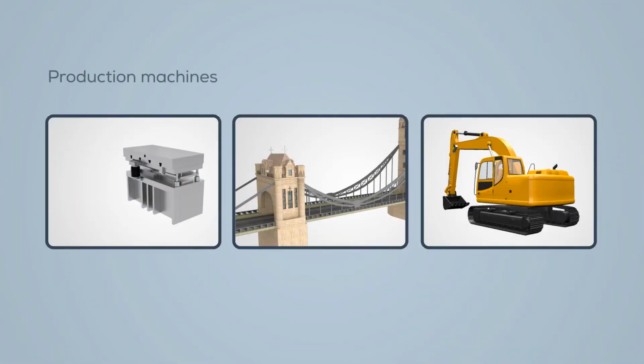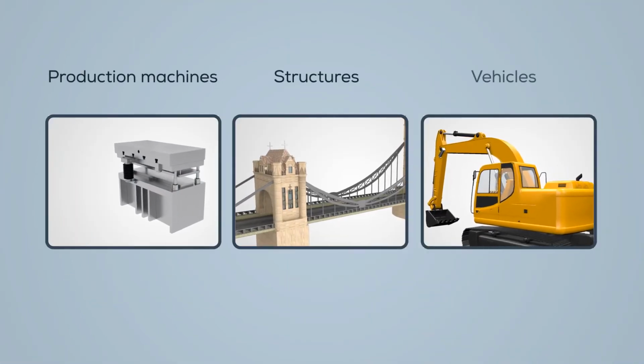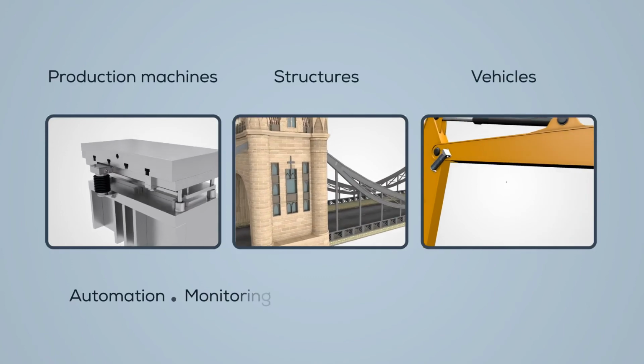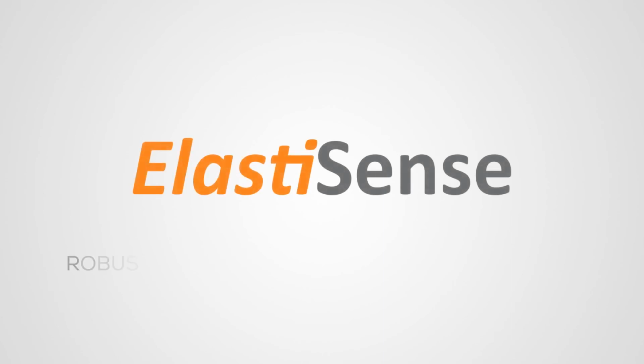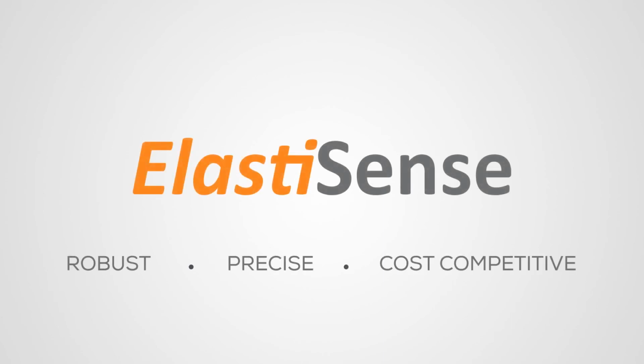Specifically designed for industrial automation applications, this displacement sensor is an alternative solution for you who want precision, robustness, and competitive cost. ElastiSense, providing robust, precise, and cost-competitive sensors.